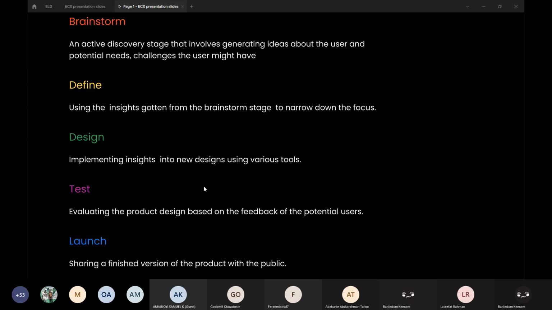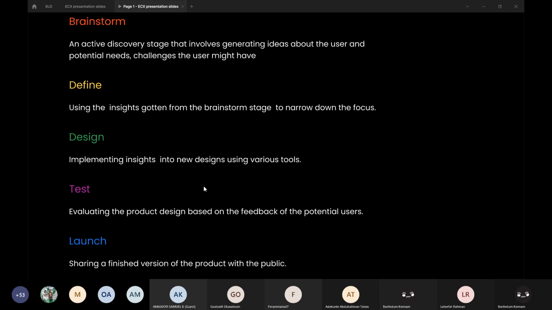So the next stage is the define stage, and it is the second stage of the product development lifecycle. So the define stage involves using the insights gotten from the brainstorm stage to narrow down the focus. In the define stage, the goal is to figure out the specifications and features of your product.